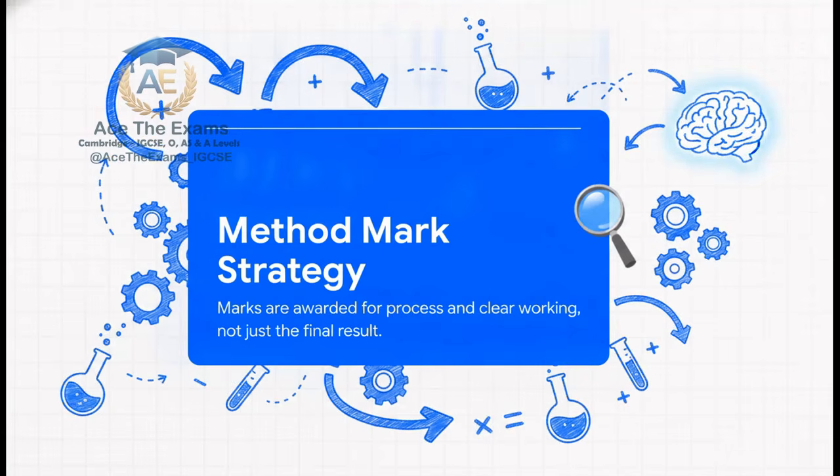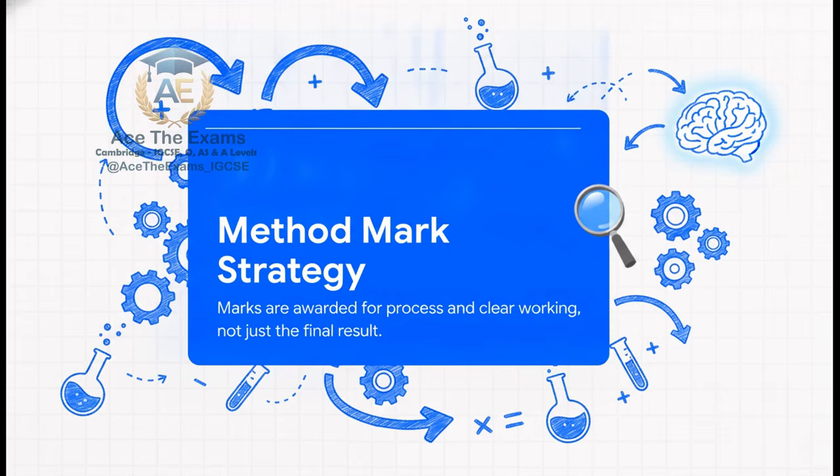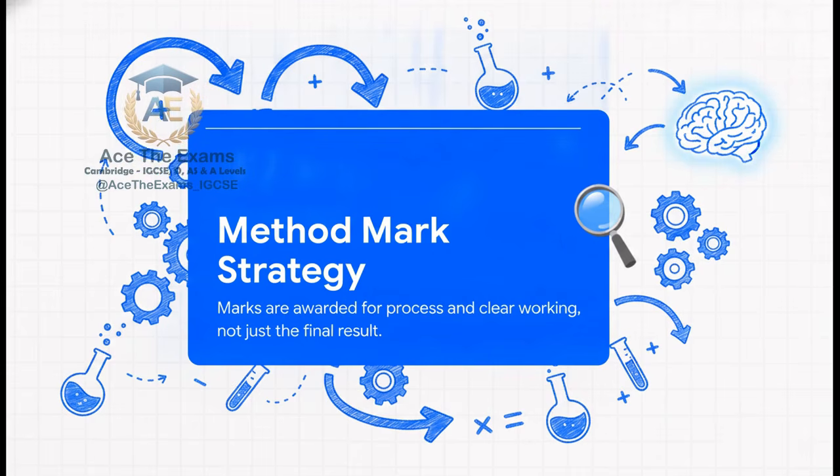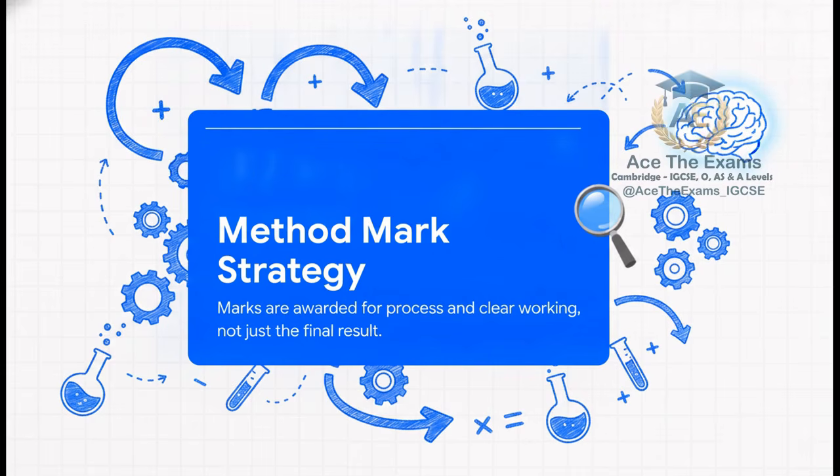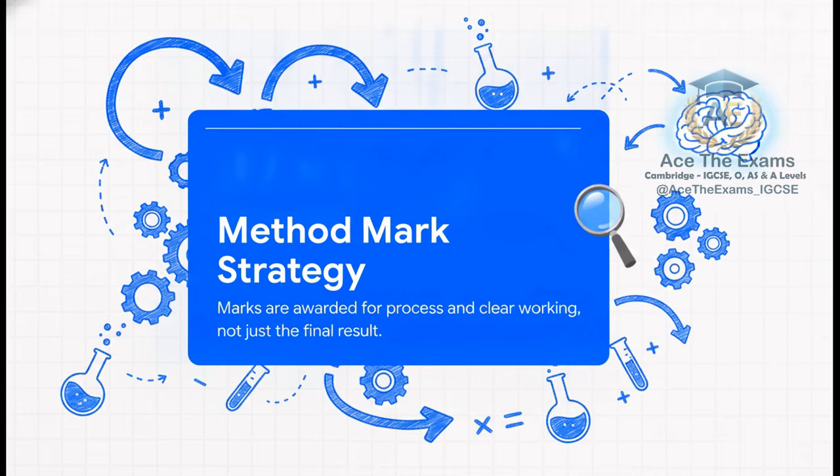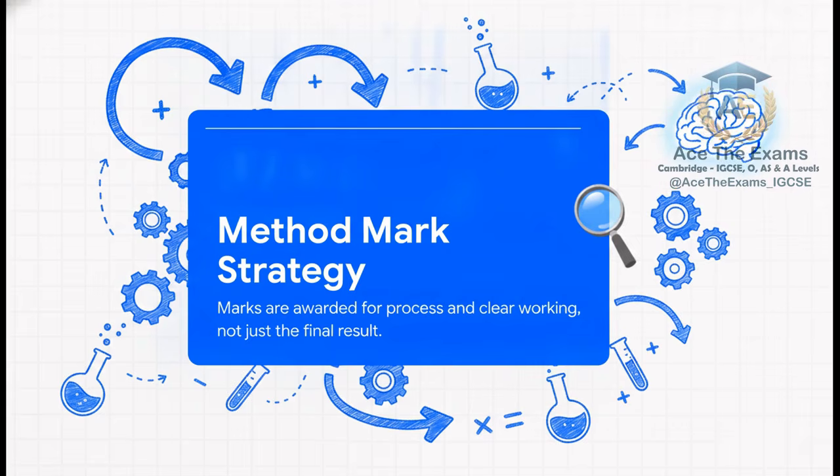And this ties right into the method mark strategy, which is absolutely crucial here. Examiners award marks for your process and your clear working, not just the final mathematical result. Writing out clear notation and showing that procedural framework is exactly how you earn partial credit, even if your final answer turns out to be slightly off.